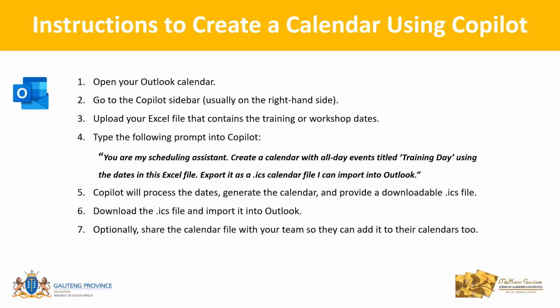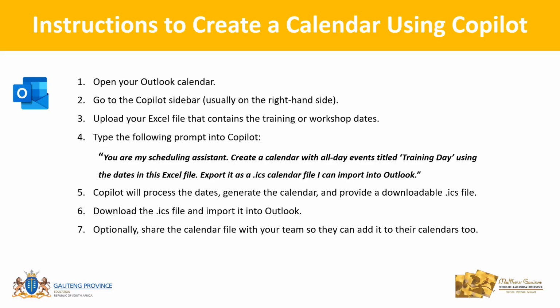For the second exercise, now that we've seen how Copilot helps with emails, let's take it a step further. Imagine we're planning a series of training workshops, and we've got all the dates listed in an Excel file. Let's use Copilot to turn that list into a calendar. First, open your calendar and on the Copilot sidebar, upload your Excel file with the training or workshop dates.